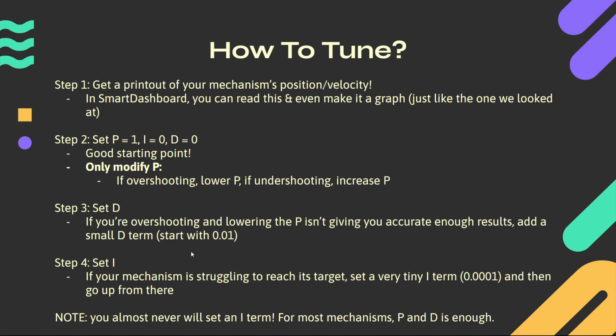All right, and the next and final term we recommend is setting an I term. In this case, we recommend that you set a very, very tiny I term, like 0.0001, and then go up from there if you absolutely need it. Now, from what we've observed, you will almost never need to set an I term, and for most mechanisms where you can have a decent margin of error, having a P term and a D term is more than enough.